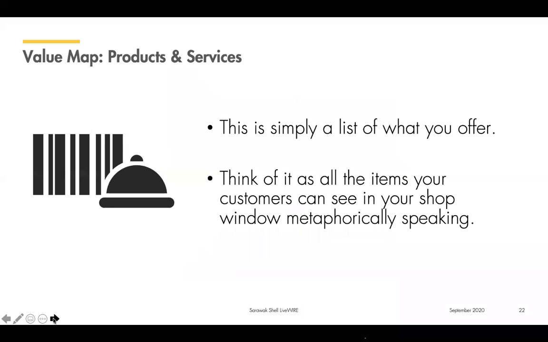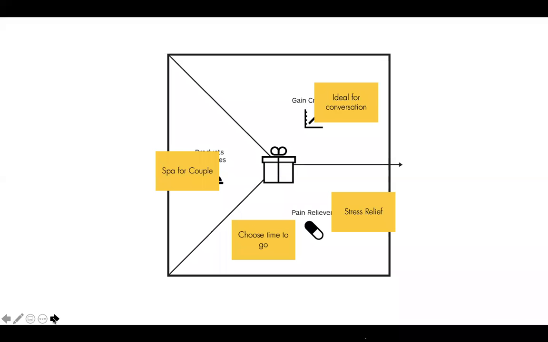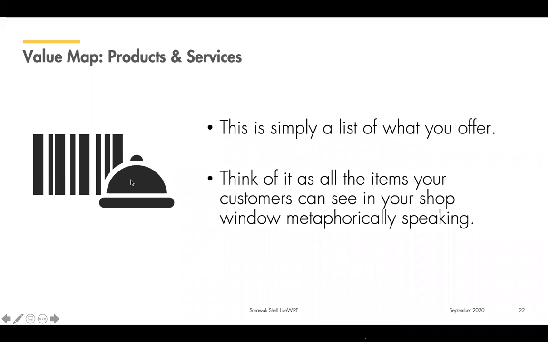Okay, so when we look at the value map, sorry. The first part is on the right hand side, which is the products and services. This simply lists what it is that you offer. Think of it as all the items your customer can see in the shop window, metaphorically speaking, right? So what is it that you offer to your customer?